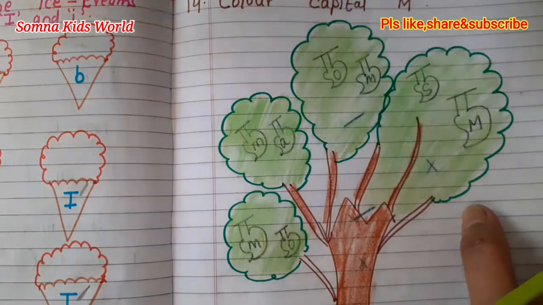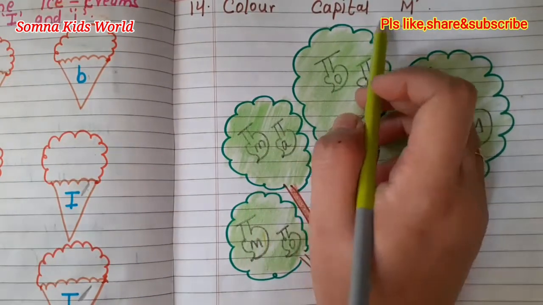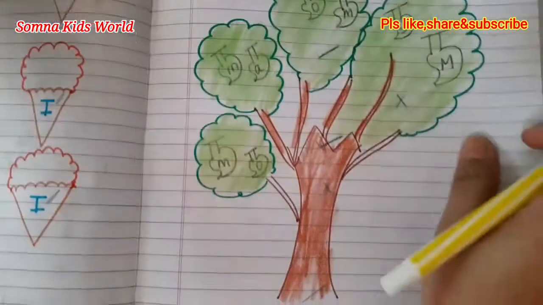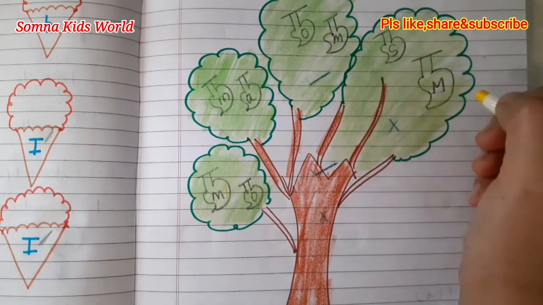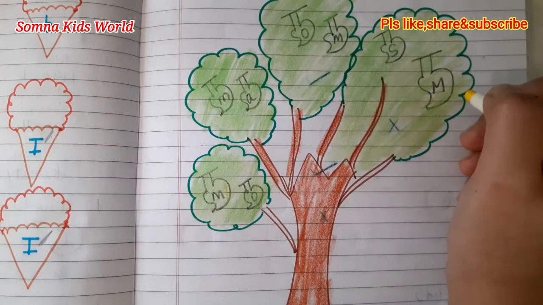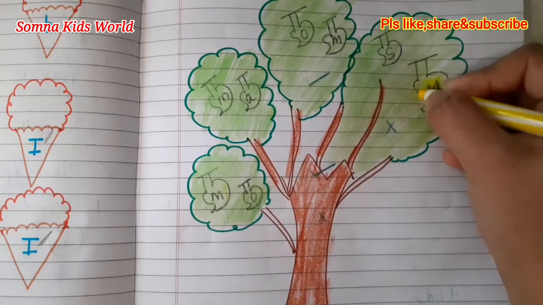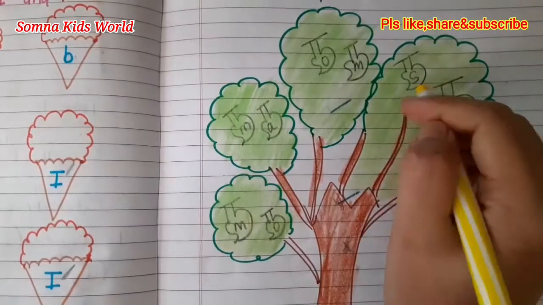Next one is, color the capital M. So what we have to do? We need to color this capital M. You can see a picture of a mango. So where we have written the capital M, we need to color that mango. So capital M is here. So color here capital M. This mango, yellow color. Next, S.